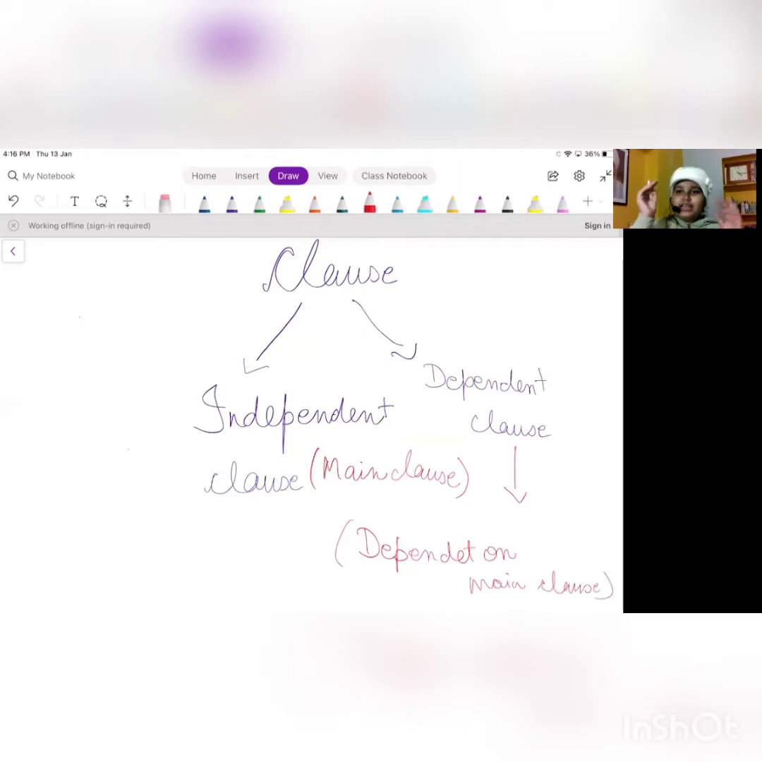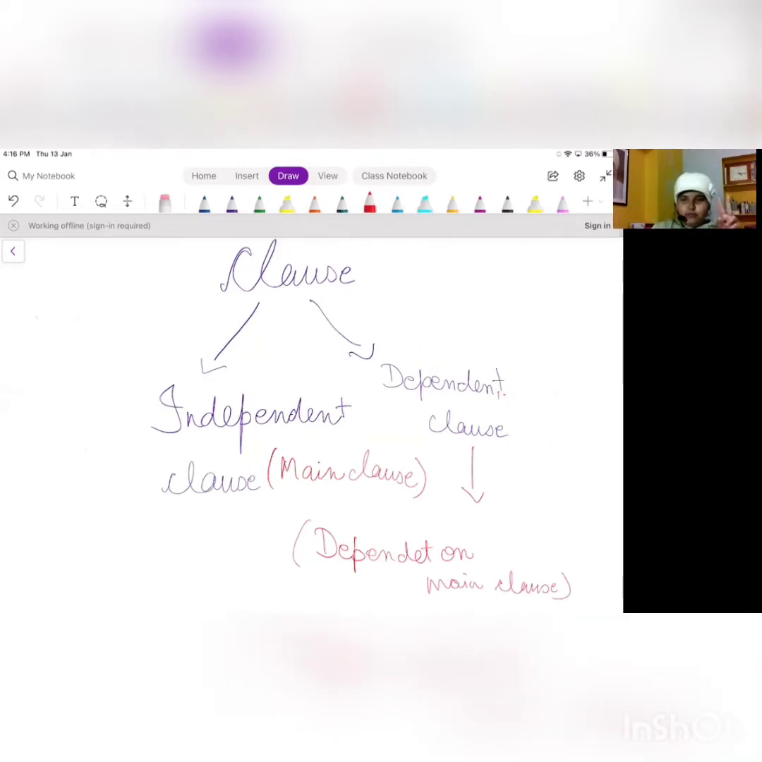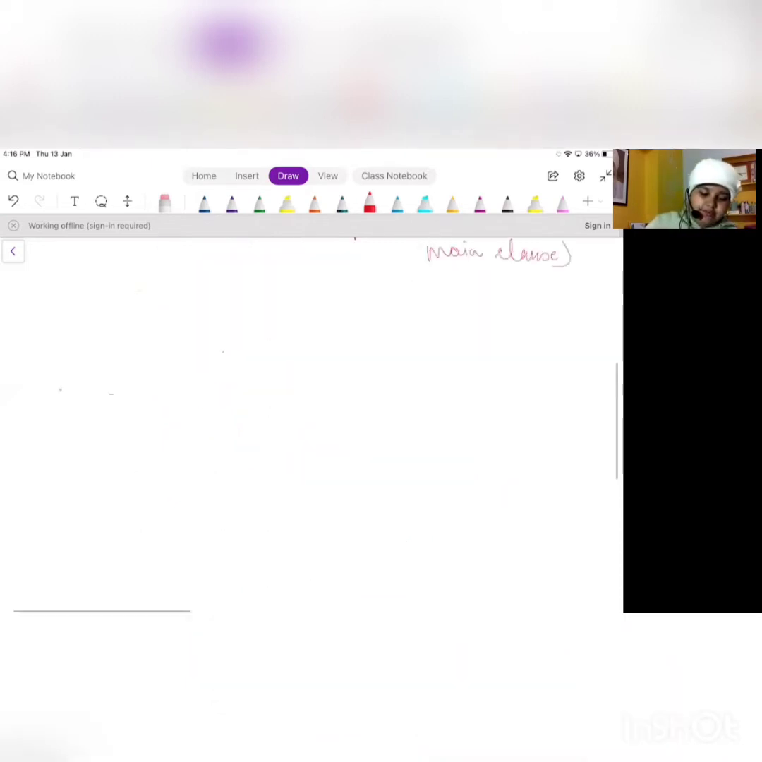What is main clause? Independent clause is equal to main clause. Dependent clause depends on main clause. Dependent clause is always dependent on main clause. Independent clause is independent, it is main clause. So these are two types of clause, and now here we go for sentences. There are three types of sentences: simple sentence, compound sentence, complex sentence.